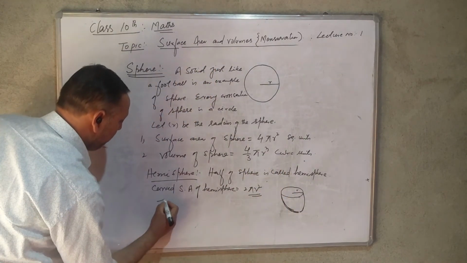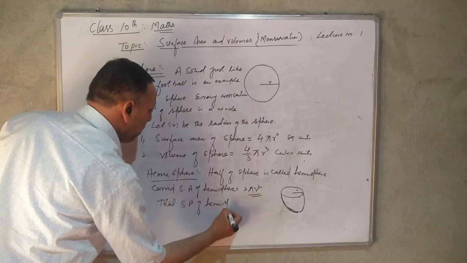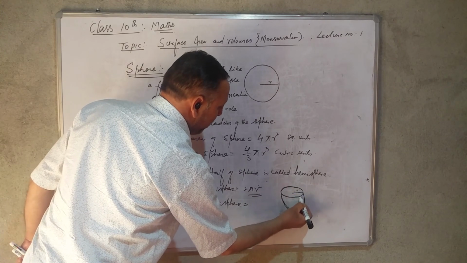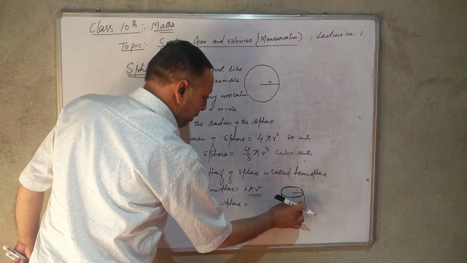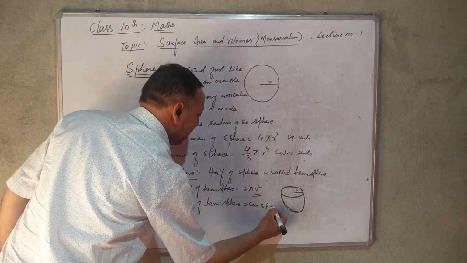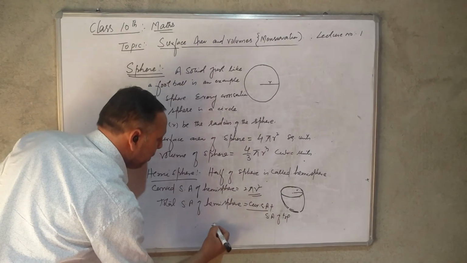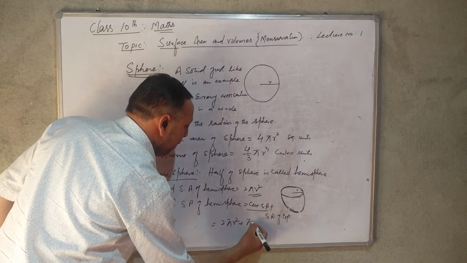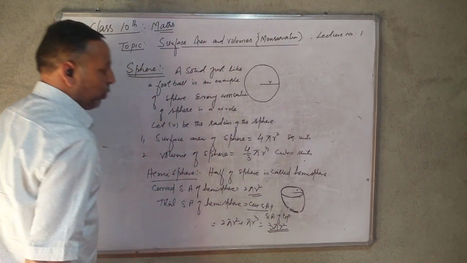Now total surface area of hemisphere. Clearly you may see that a hemisphere has a circular top, or a circular lid. So its total surface area will be curved surface area plus surface area of top. Curved surface area is 2 pi r square plus surface area of top. Top is a circle. Area of circle is pi r square. So it is 3 pi r square square units.